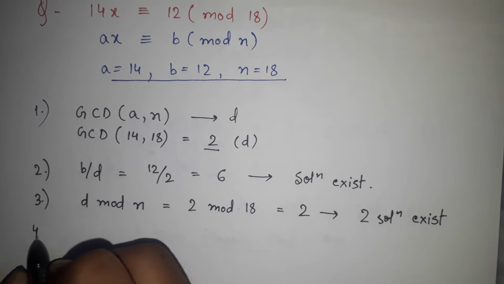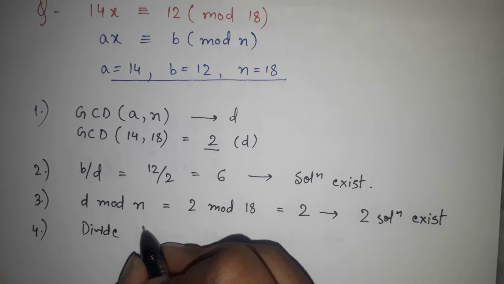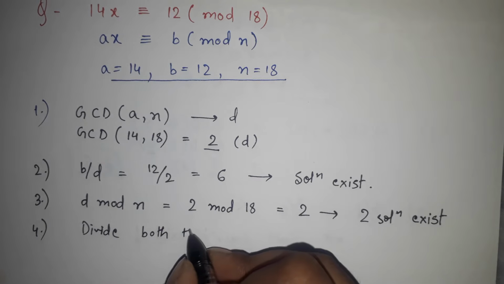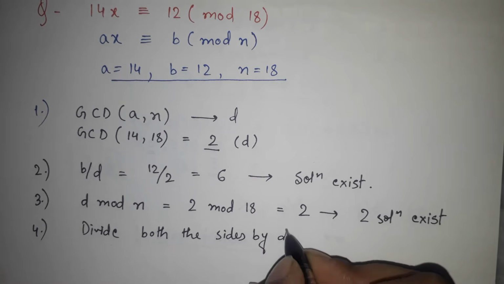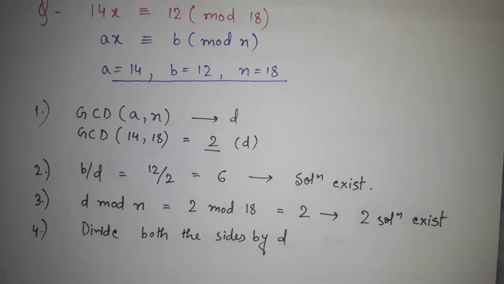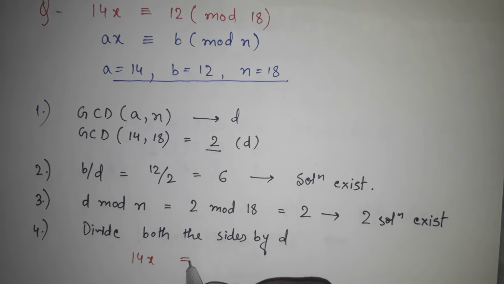The fourth step says to divide both sides by d. Our equation that is already given is 14x is congruent to 12 mod 18. Now I have to divide both sides by d, and in my case, d is 2.